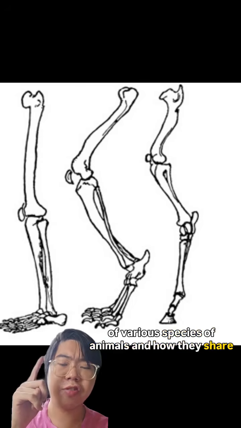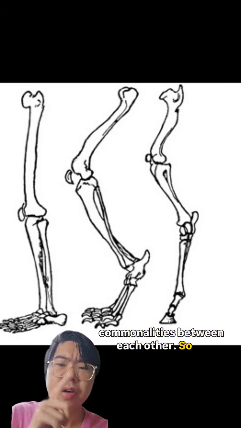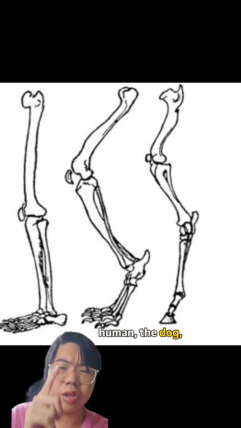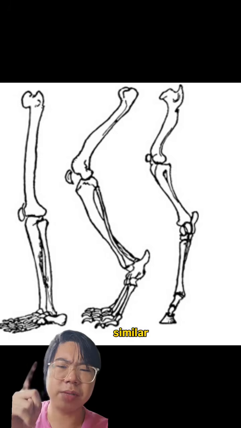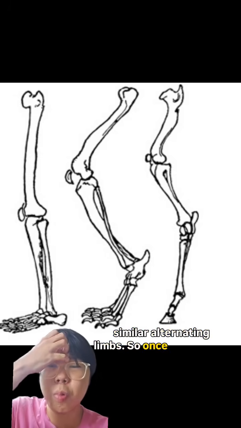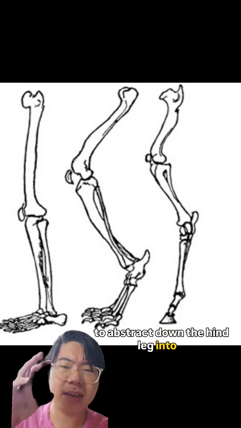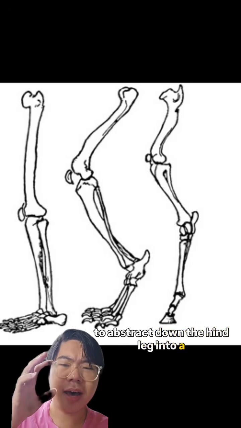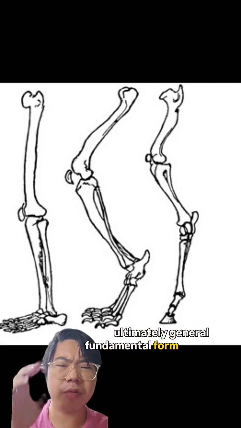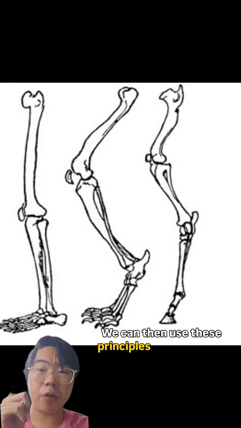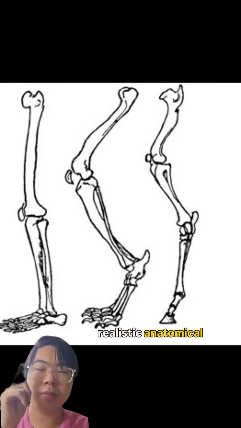In comparative biology, biologists tend to compare the different anatomical structures of various species of animals and how they share commonalities between each other. So as you can see, these 3 species of animals, the human, the dog and the horse, all share very similar alternating limbs. So once we are able to abstract down the hind leg into an ultimately general fundamental form, which is an alternating zigzag pattern, we can then use these principles to make more realistic anatomical art.